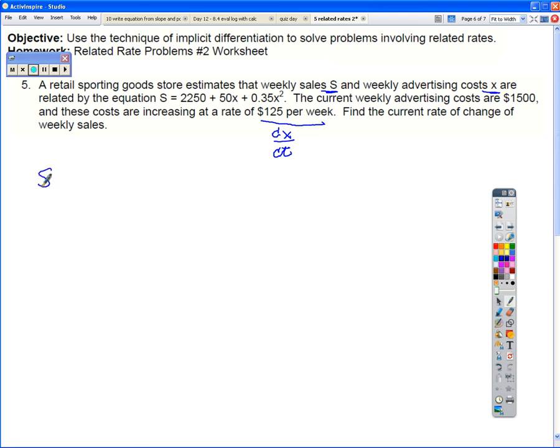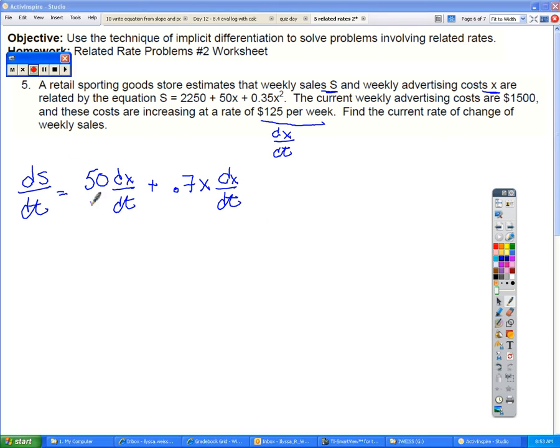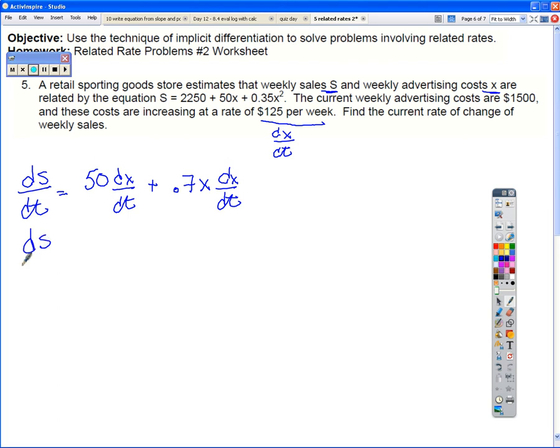So if we find the derivative of our equation here of the sales with respect to time, the derivative of a constant is 0. Now for the next piece, we get 50 dx dt plus 0.7x dx dt. And we want the rate of change of the sales. So I'm going to plug in everything I know. I need to find ds dt.